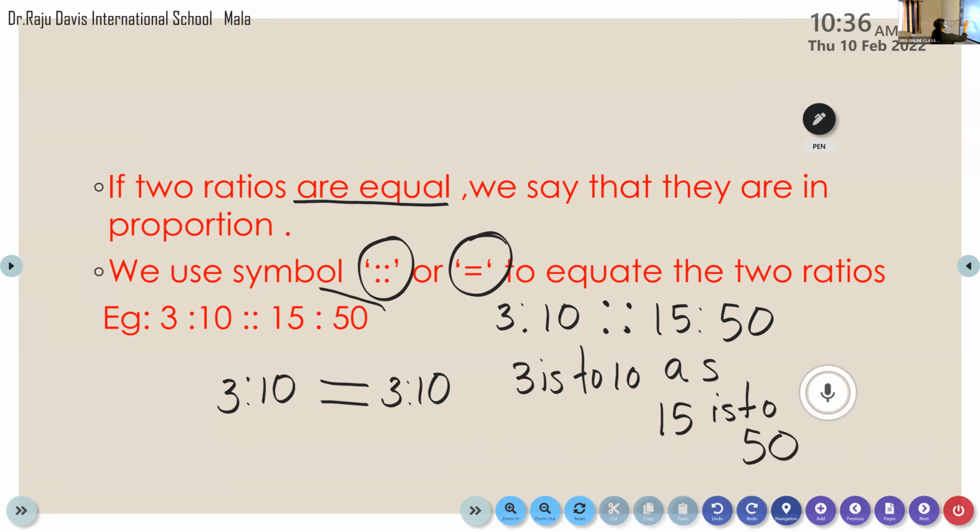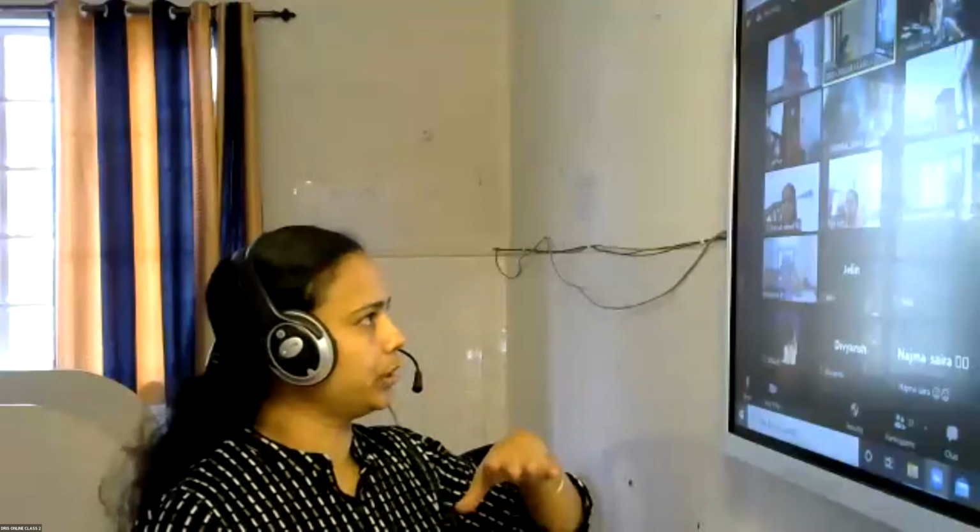See children, how do you know they are equal? Because here we have to divide with the HCF. Then you'll get whether they are in proportion. If they are equal, that means they are in proportion. Is that okay, children? Yes, ma'am. It's clear, ma'am.